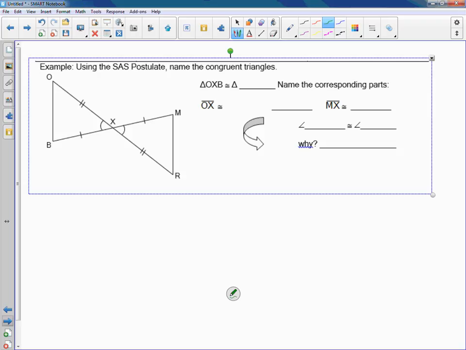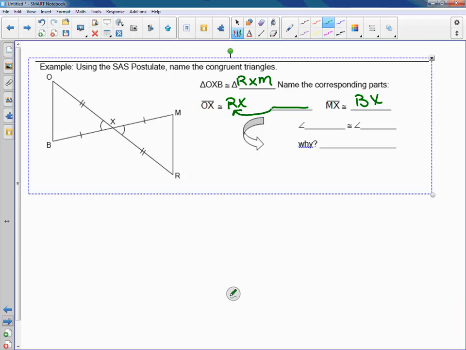OXB is congruent to what? If you look at it and it corresponds, OXB is congruent to RXM. And now let's name our corresponding parts. OX is congruent to RX, right? Then you have MX is congruent to BX. And this line right here should have went under this RX, so please excuse it.